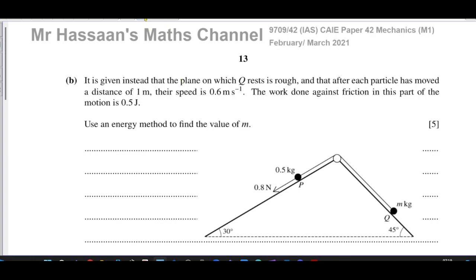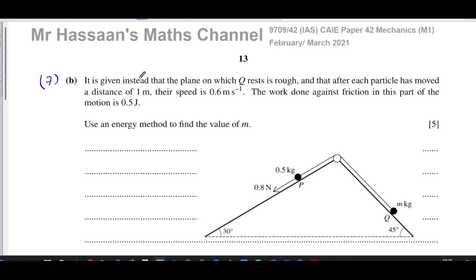I'm now answering question 7, part B. This is question 7, part B of the February-March 2021 Cambridge Mechanics M1 paper. This is paper 4, variant 2 from the 9709 syllabus. And this question, part B, is dealing with work, energy, and power.